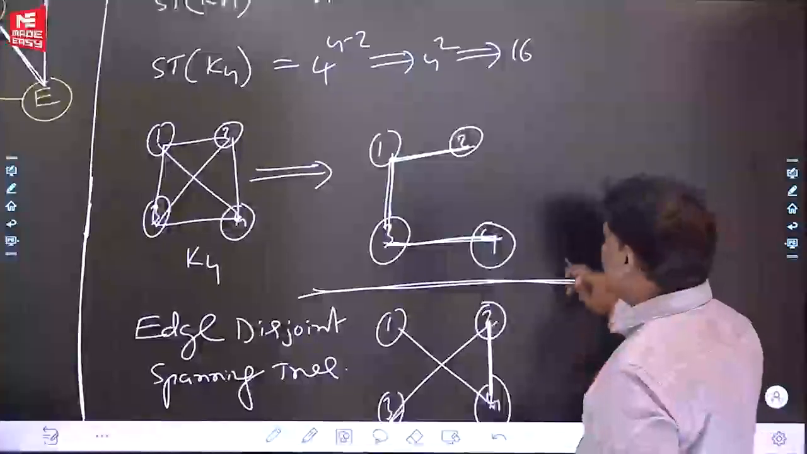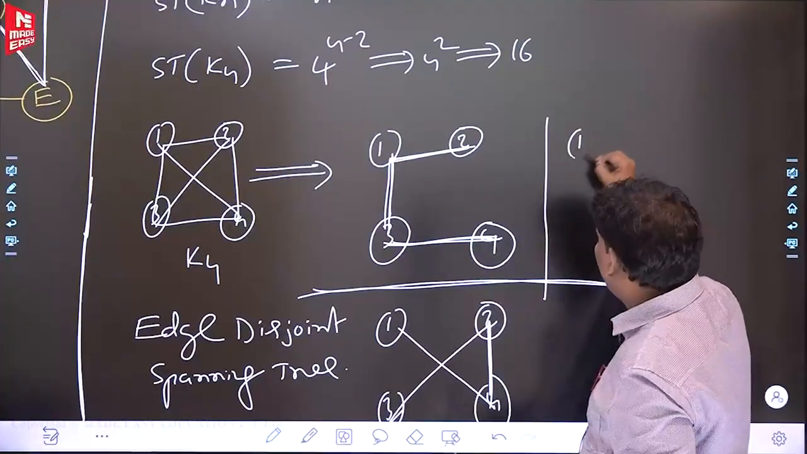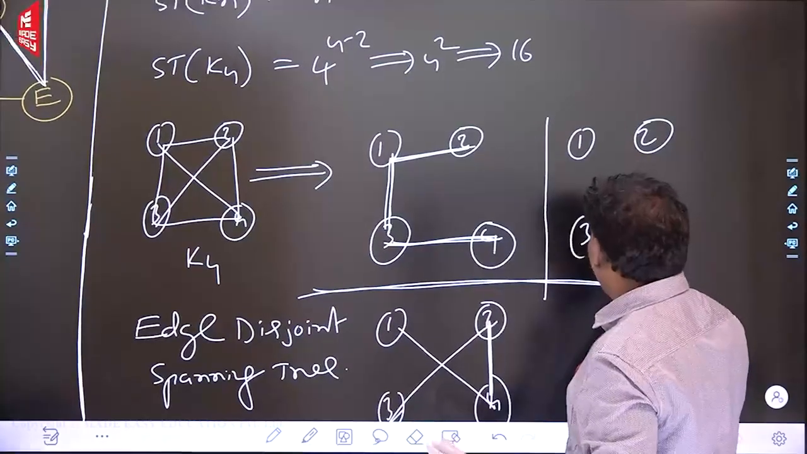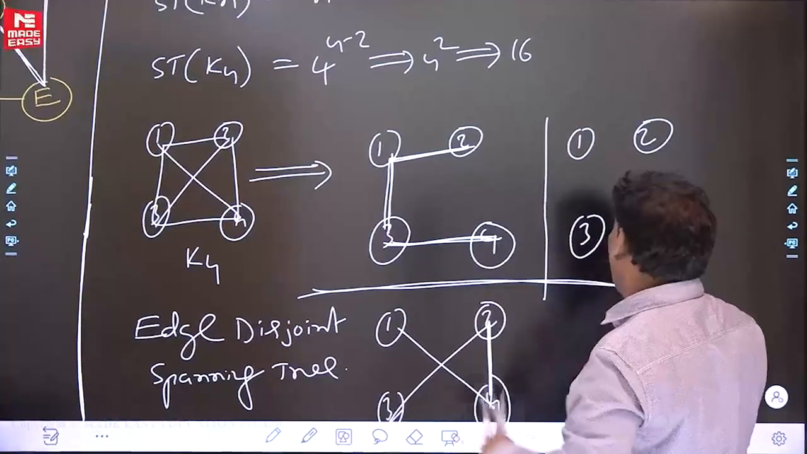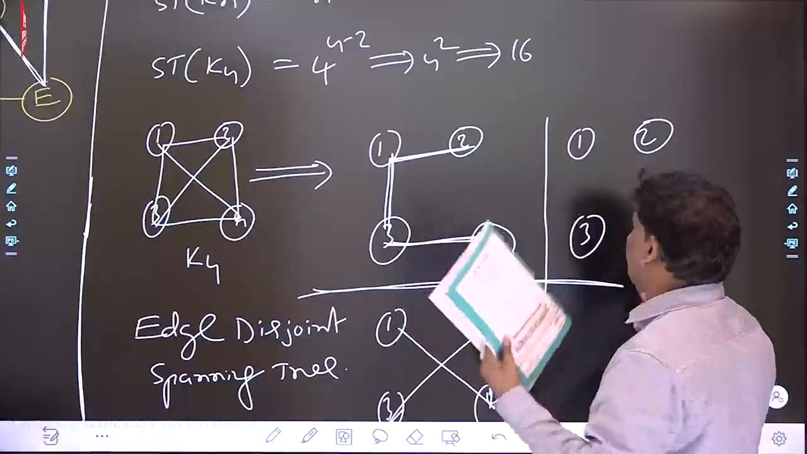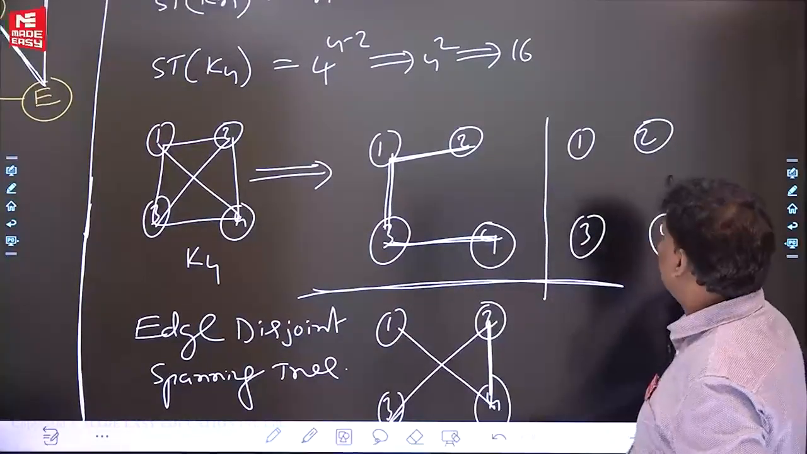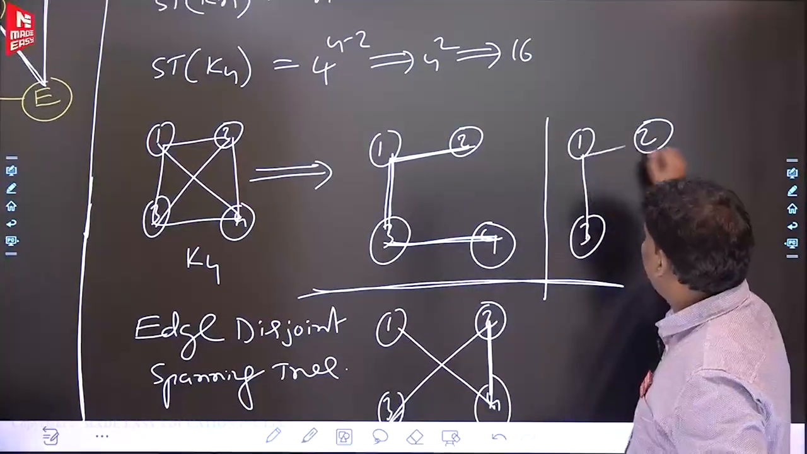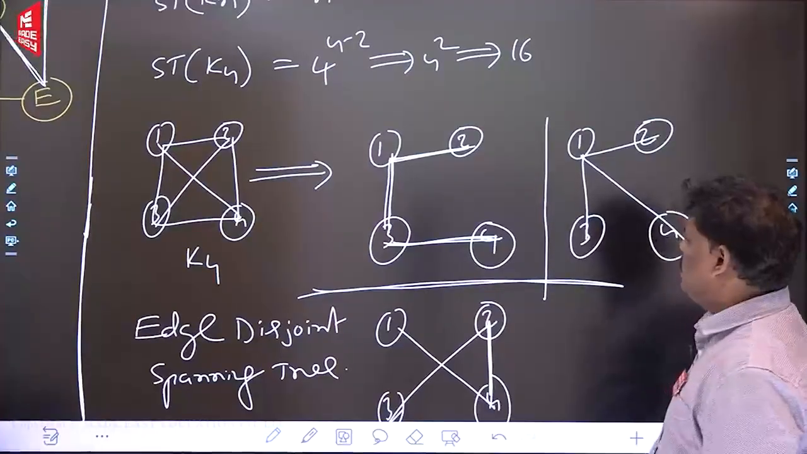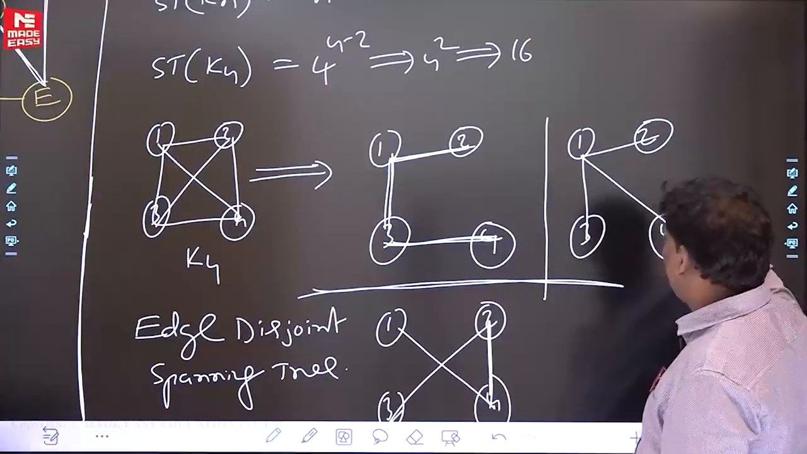Let me check here. It is one spanning tree. Let me draw one more spanning tree. A different spanning tree means something should be different. All need not be different, but something should be different. It is one spanning tree. Let me draw one more spanning tree. It is also a spanning tree.